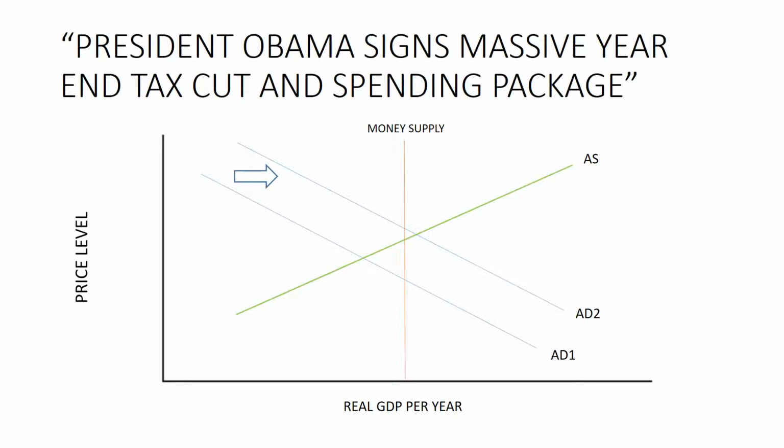In December 2015, President Obama signed a massive year-end tax cut and spending package, including a $1.1 trillion funding bill, $680 billion worth of tax breaks, and dozens of other substantial policy initiatives. This would be an example of expansionary fiscal policy, where there's an increase in government spending and decrease in taxes.